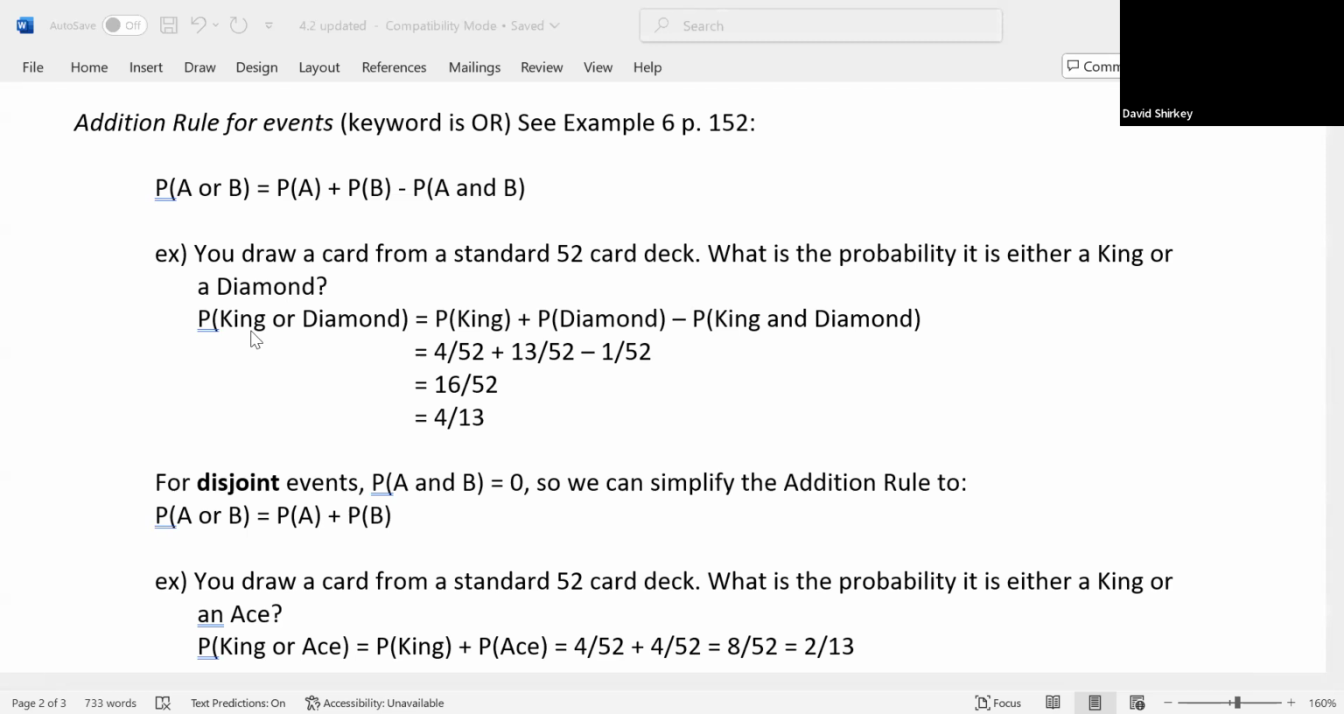What's the probability that it's a king or a diamond? Well, that's going to equal the probability of a king, which is 4/52, plus the probability of a diamond, which is 13 divided by 52. But the probability that it's both a king and a diamond has been counted twice. So you have to subtract the probability of king and diamond, which is 1 over 52. Combine these, you get 16 over 52, which reduces to 4/13.